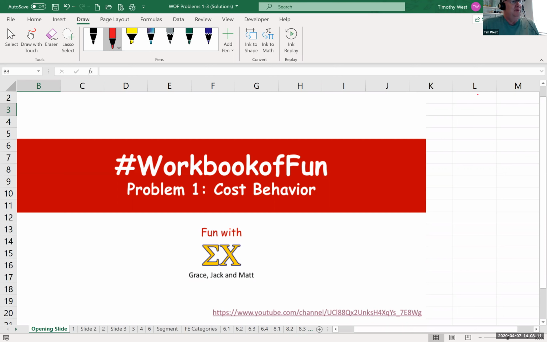Our first problem that we're going to work with, though, goes back to the very beginning. And we're going to look at problem one that we have all about cost behavior. And my guests today, representing Sakai, are Grace, Jack, and Matt. All right, so they've been kind enough to do the first problem. And if they do well, they'll do the second problem as well. So it's kind of contingent on how that goes.